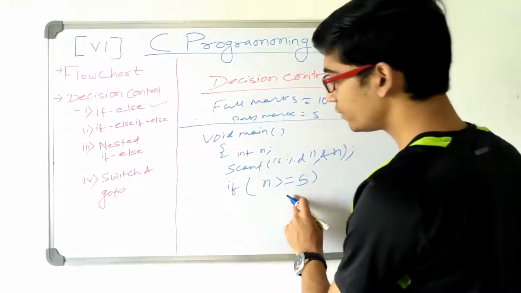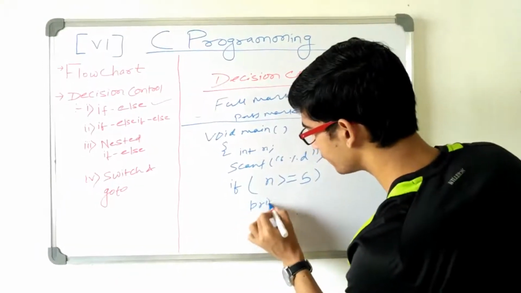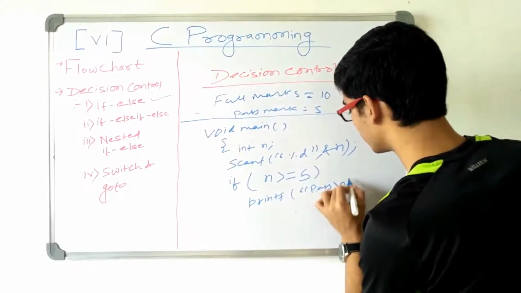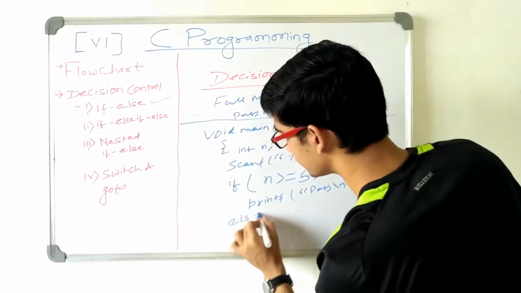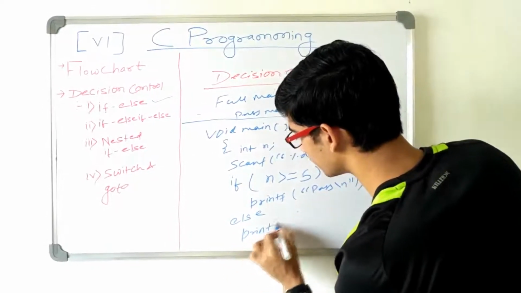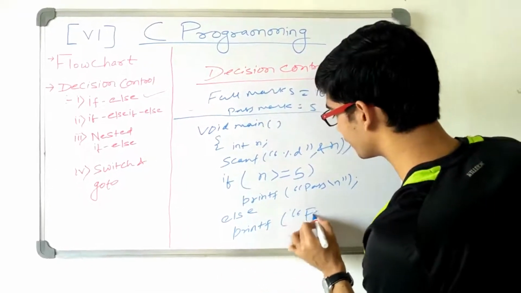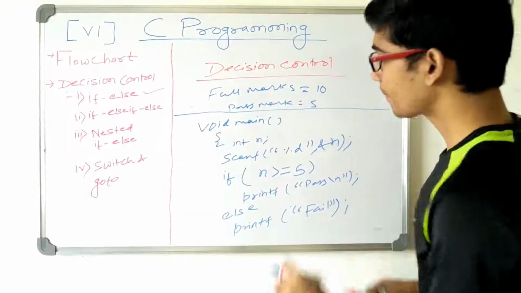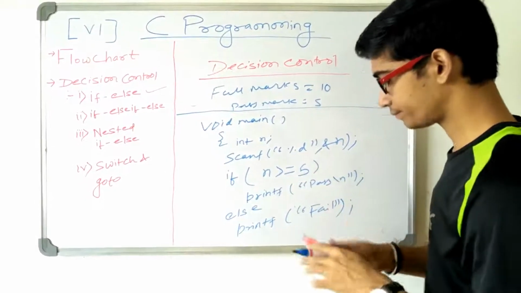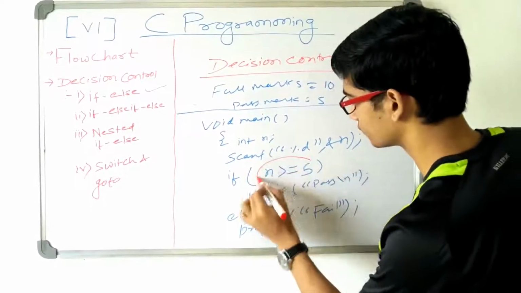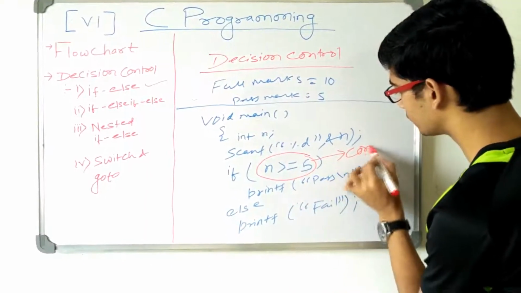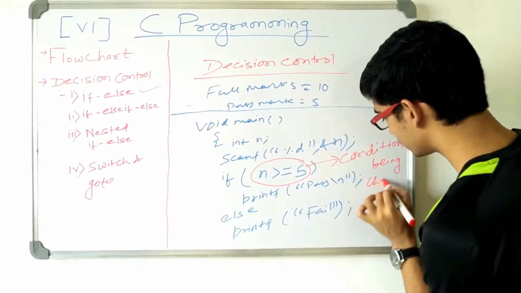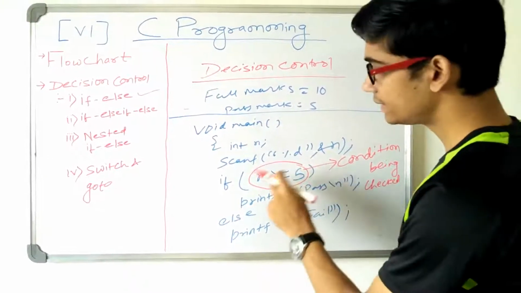So if n is greater than or equal to 5, then what? printf pass, else printf fail. So see, this is the condition checker. Okay, see, the condition is being checked.